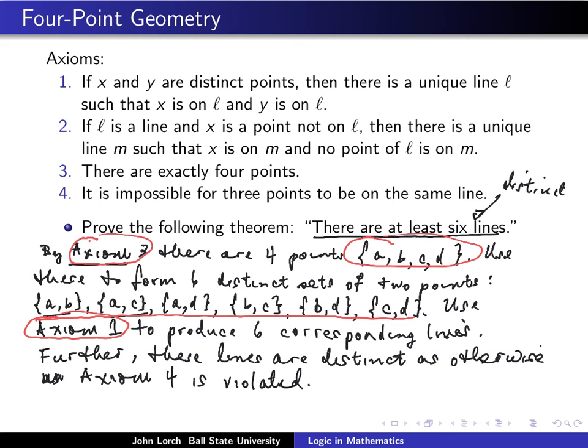And then in your argument that those 6 lines are actually distinct, you would have to invoke axiom 4. And probably the most common error in a failed attempt to prove this theorem would be failing to remember to show that the lines are distinct. That is, failing to invoke axiom 4 in your argument.